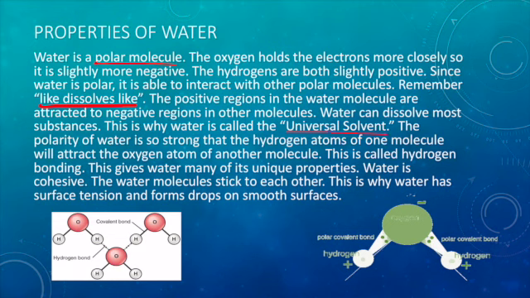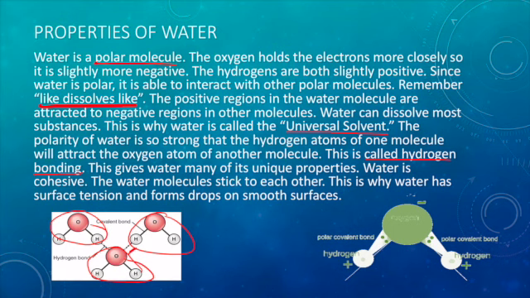The polarity of water is so strong that the hydrogen atoms of one molecule will attract the oxygen atoms in another molecule. This is called hydrogen bonding. So you can see that there's a very weak bond, a hydrogen bond, between the oxygen of this molecule and the hydrogen of each of these molecules. This gives water many of its unique properties.